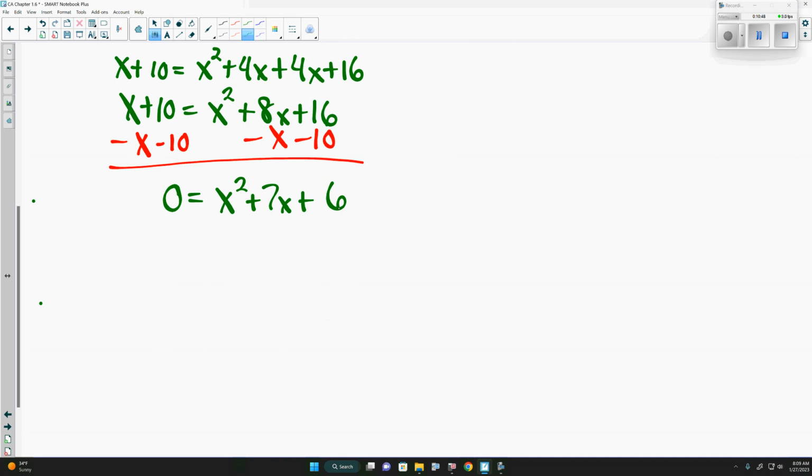Questions on this so far? Now at this point here, we could graph it. We could use the quadratic formula. We can use completing the square. We can use any of these methods. For this one here, we'll go on and graph it, because I think we've seen most of the others.